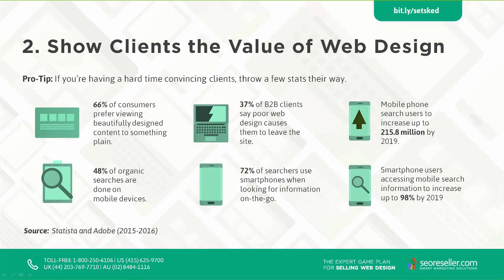I just want to read a couple like what we have on the slides right now. You guys know that 66% of consumers prefer viewing beautifully designed content to something plain. That's something new. I want to be part of that 66% too. 48% of organic searches are done on mobile devices. Guilty. Same here. Me, my time is all about searching on my phone.